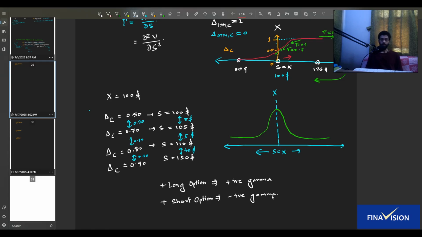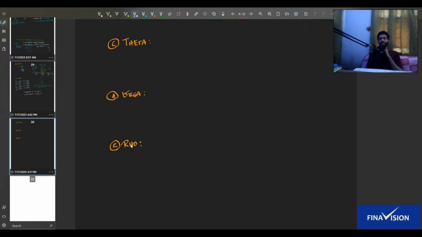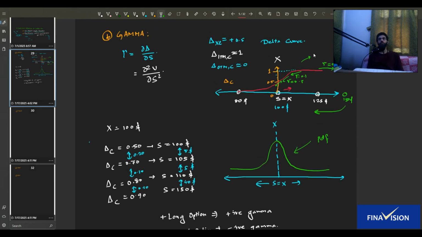So friends, two of the Greeks we have understood, delta and gamma. What are left? We have three more left: theta, vega and rho. We will understand them one by one. Let's start with theta. Now friends, here one interesting thing we can understand. This gamma curve looks more like a normal distribution, right? This looks more like a normal probability distribution, or you can call it the probability distribution function. And with respect to this, the delta curve looks more like a cumulative distribution function of a normal distribution, right? This one looks like the cumulative distribution of a normal distribution PDF.